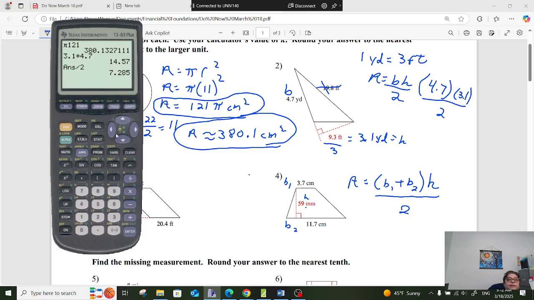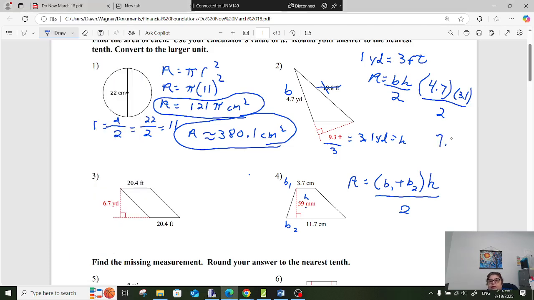And I get, what am I going to round this to? Is it going to be 7.2 or 7.3? 3, because the number behind the 2 now is larger than 5. If it's 5 or bigger, we bump this one up. So it's going to be 7.3 yards squared. That's your area.